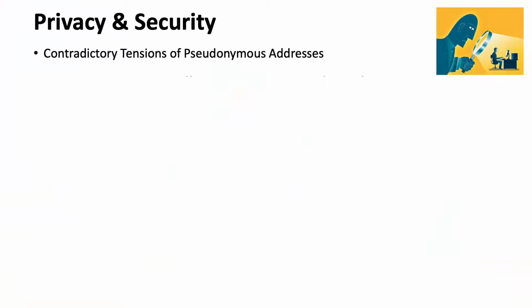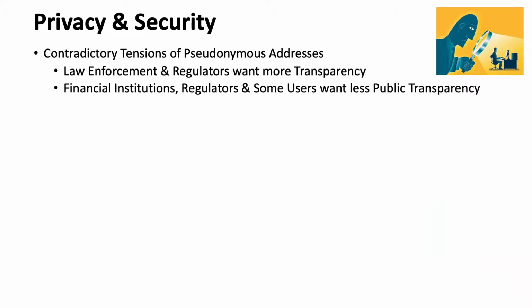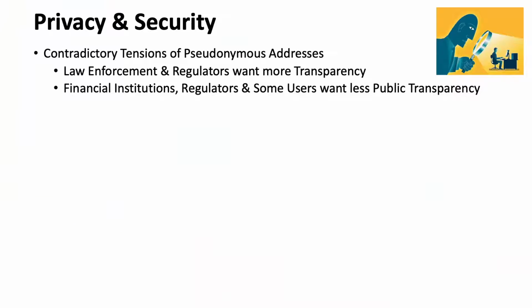Privacy and security. So I'm trying to remember who raised the contradictory tensions. The contradictory tensions is law enforcement and regulators want more transparency, even though the FBI did figure out some Russians were using Bitcoin to mess in our elections. They want some more transparency, and financial institutions, users, and even some regulators want less transparency. So it kind of goes both ways. But these, I think, are also truly solvable.